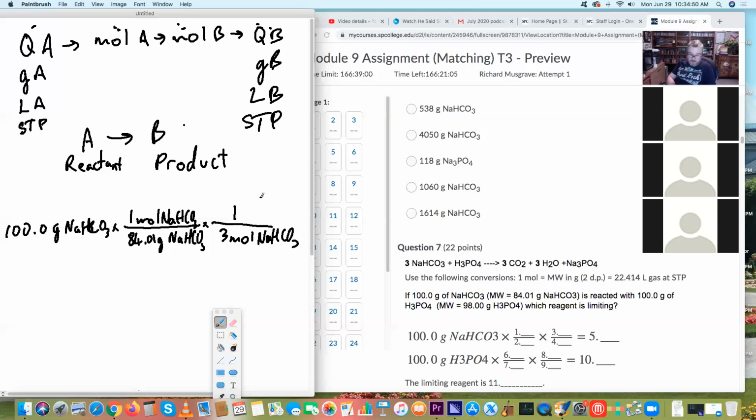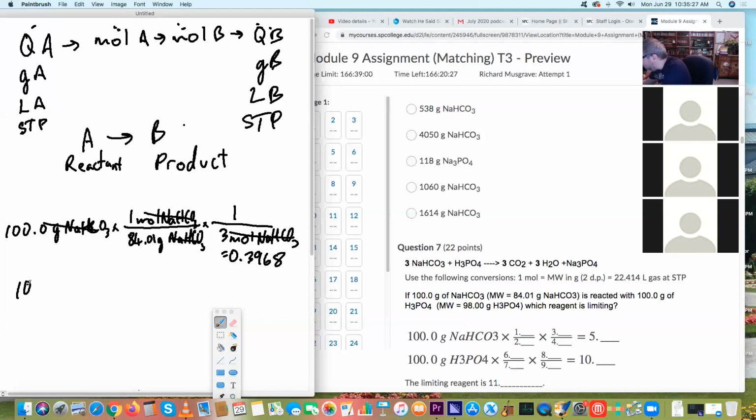So it'd be 100 divided by 84.01 divided by 3, and we get 0.3968. And like I said, it doesn't have a unit because everything cancels. And that's our mole ratio that we're dealing with for NaHCO3. Anybody got any questions so far? That's not the end of the problem, but anybody got any questions so far?